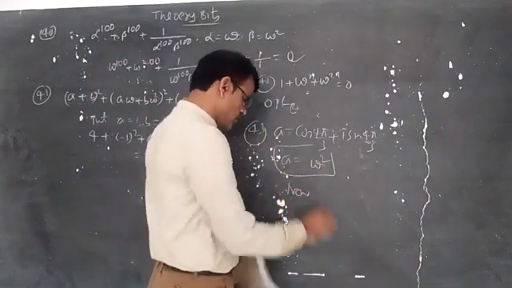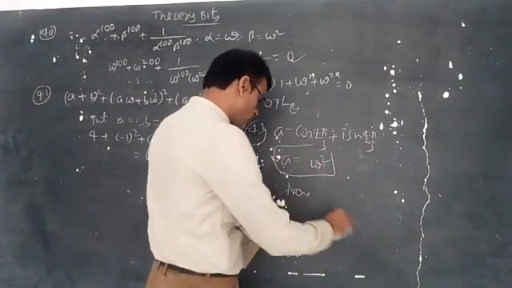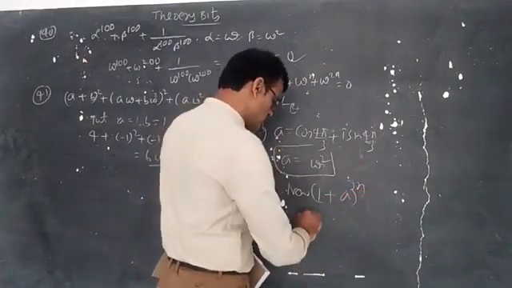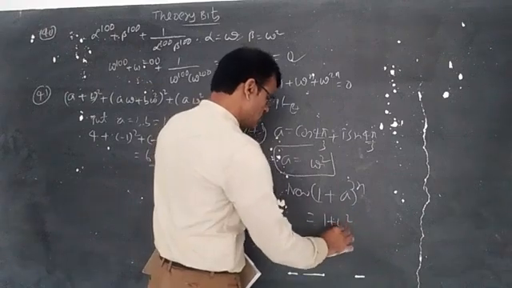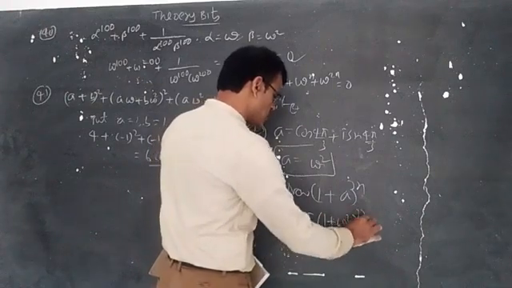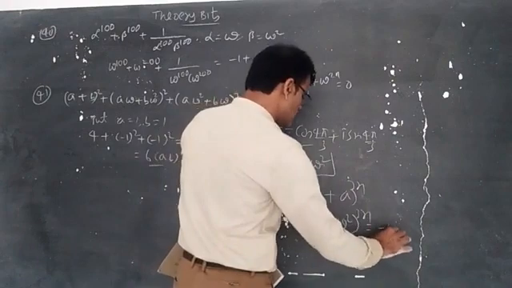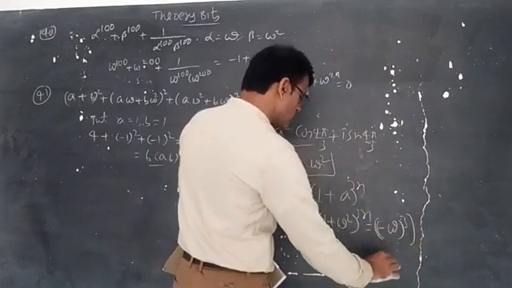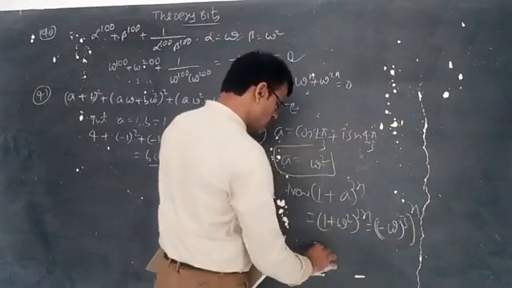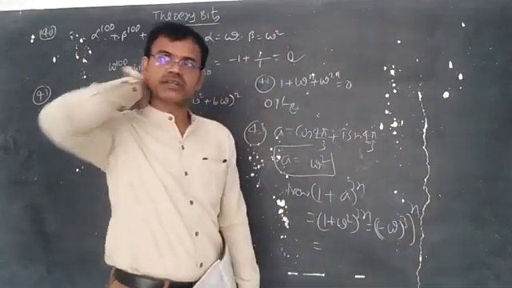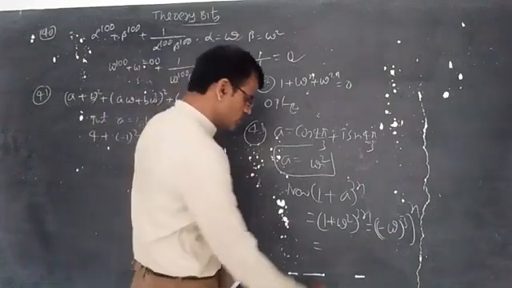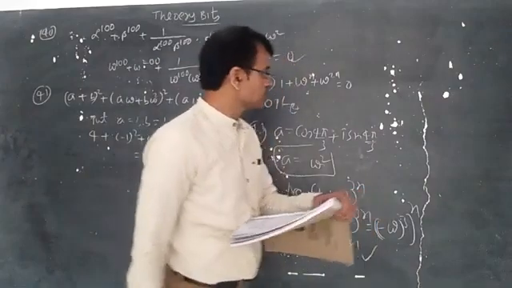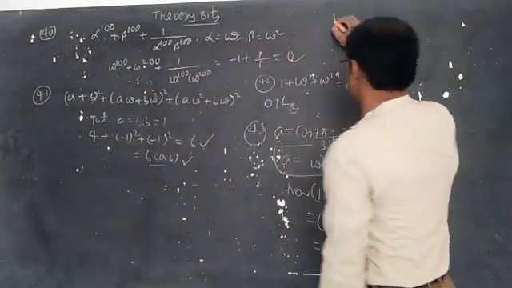Now you can calculate 1 plus a whole power 3n. Here it is 1 plus omega square whole power 3n. 1 plus omega square becomes minus omega. Then minus omega whole cube whole power n. Of course minus omega whole cube becomes minus 1, since omega cube is equal to 1. So right here this is minus 1 power n.